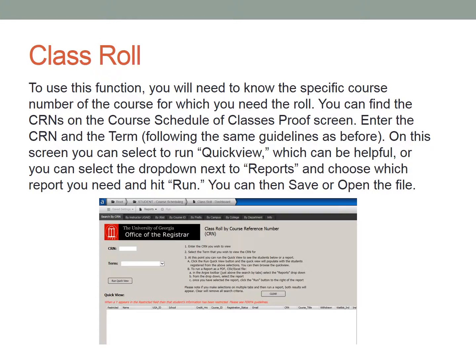But if you don't know them, you can find them on the course schedule of classes proof or the Browse Enrollment screen. Either of those will show you the CRN numbers. So you'll just put in the CRN number, select your term, like we discussed before, and you'll have to actually hit Run Quick View on this screen. But again, you can manipulate this data down here with these buttons. You can do this on every screen. I don't know if I mentioned that. You can manipulate the data there, or you can export the files, like export the reports, which is what I have to do, and then manipulate them in Excel.